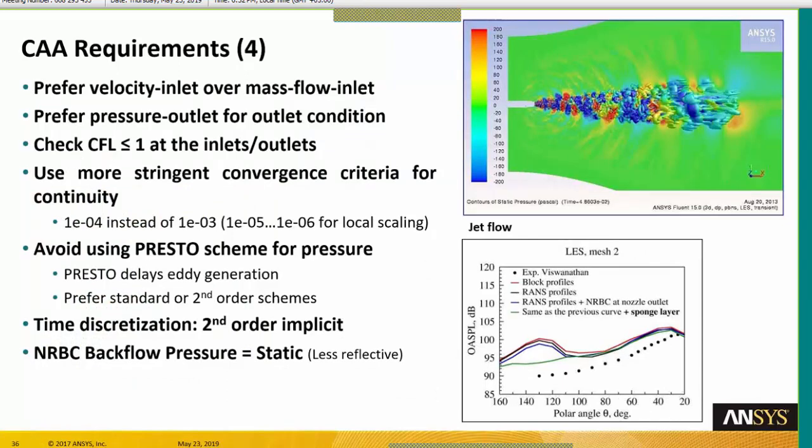Okay, yes, we already saw this one. Just some reminders when you set up your calculation for direct CAA. The importance particularly to define the correct boundary conditions at the borders of your domain. Sponge layer, which is also important. Check the level of CFL at the inlets and at the outlets, because it will affect the acoustic waves that are arriving. Avoid using the upwind scheme for pressure because it delays eddy generation. Prefer standard or second order schemes for time discretization. Nothing less, in fact, than second order.